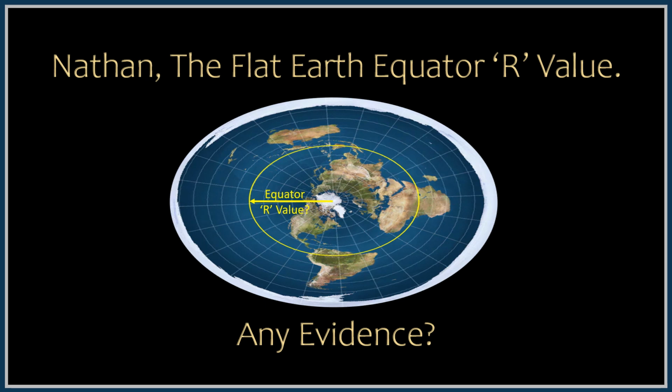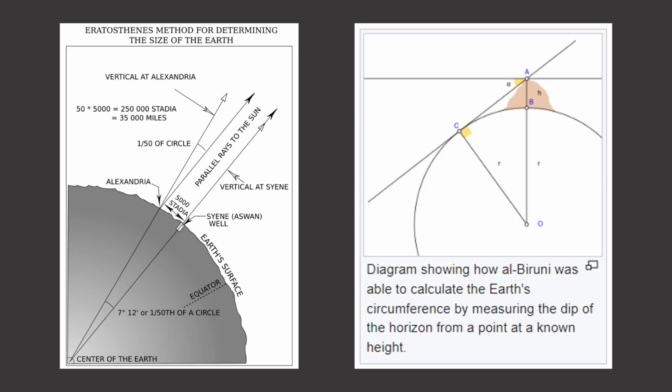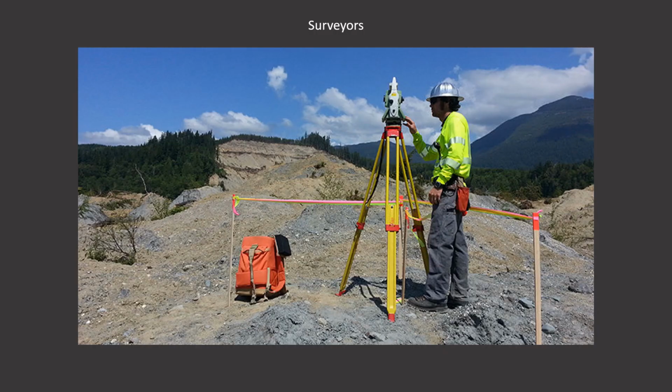Of course, what Nathan has never done is given any scientific evidence of the flat Earth equator R value, but we'll get to this a little bit later. Now, I could bring up Eratosthenes and Al-Biruni, who both in the past used clever methods to make estimations of the size of the Earth, but I know Nathan will reject those out of hand. So hopefully Nathan has heard of surveyors because they actually measure the physical world that we live on.